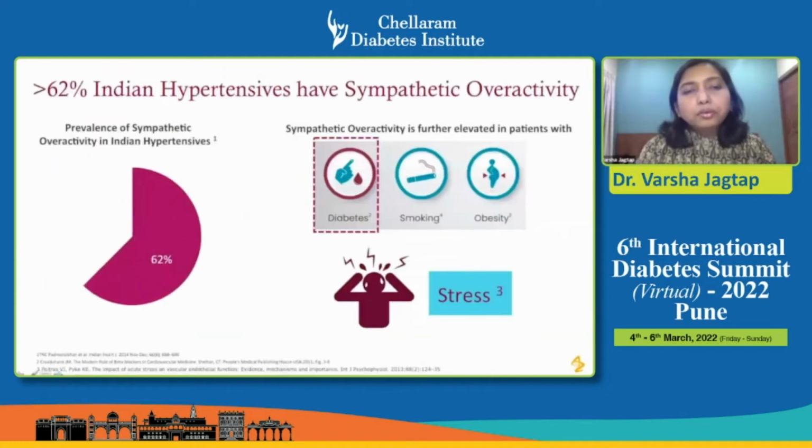If you look at the Indian figures, how many of our Indian hypertensives have sympathetic overactivity? This particular study done in India puts the figure at around 62%. So more than 62% of Indian hypertensives have sympathetic overactivity. And this overactivity is further elevated when hypertension is clubbed with diabetes, or smoking, or obesity, or mental stress.